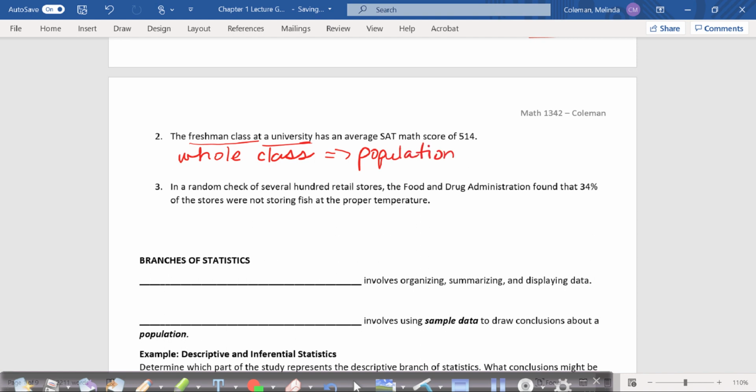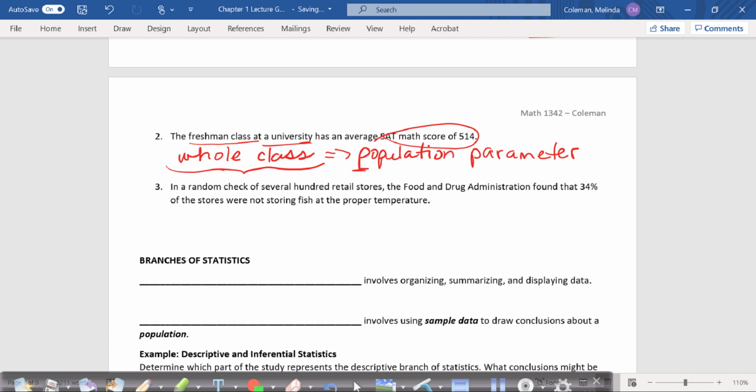And therefore, because we're looking at the math SAT score, it is a population parameter. So really quickly, let me explain this again. Because it's an entire class at a university, then that is the whole class that's being looked at. Since it's the whole class, it is the population.